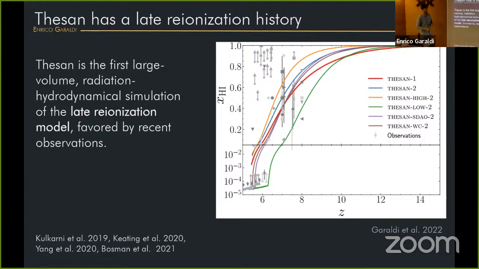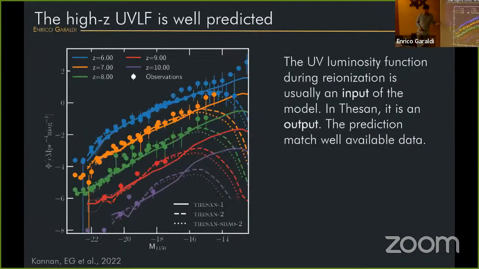And so now let's see the predictions. This is a plot I'm particularly proud of. This is the UV luminosity function at different redshifts. Each color is a different redshift. For different models, for now, just follow the solid line here, compared to a bunch of observations. This is pre-JWST, I should say, by the way.